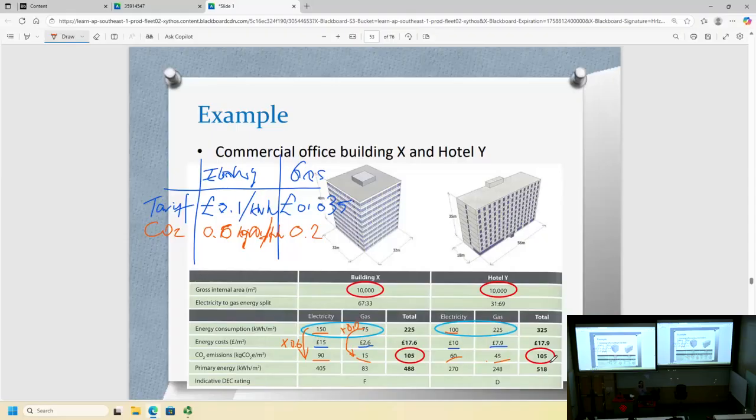So these two buildings, although they have different applications, an office building and a hotel building, have the same area and the same carbon dioxide emissions. So these are our case study. We want to incorporate some renewable energy on these two buildings and try to find out how much carbon dioxide we can reduce.